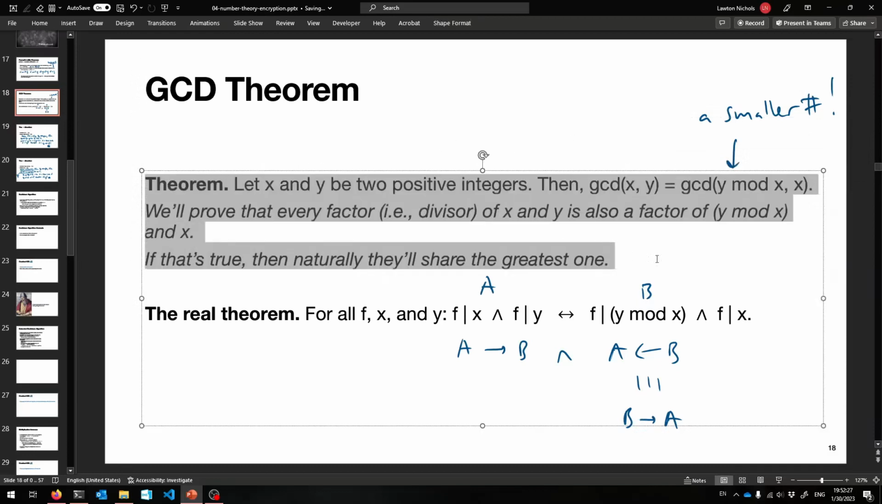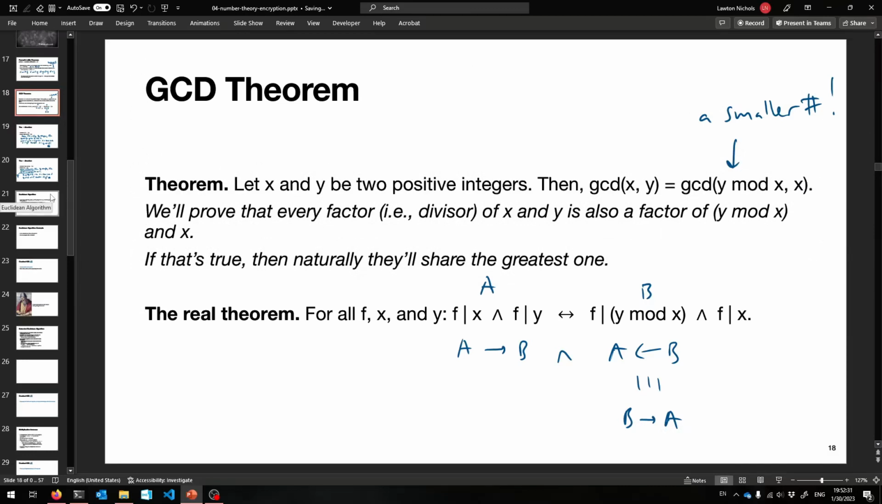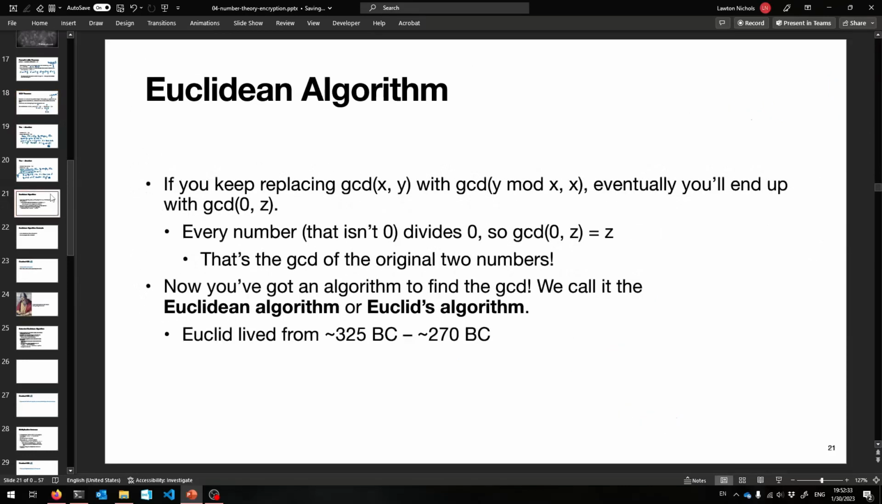So that proves our original theorem, and now we have an algorithm that computes the greatest common divisor of two numbers. It's called the Euclidean algorithm. If you do this recursively, you keep replacing GCD of x, y with GCD of y mod x and x, because we proved that those two things are equal. Eventually, this number on the left keeps getting smaller and smaller, and it will become 0.